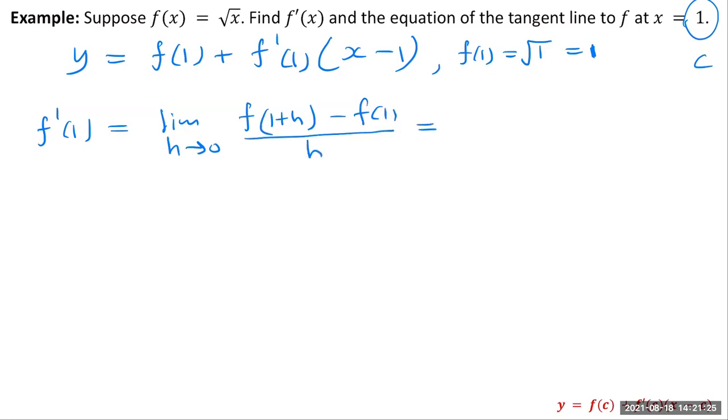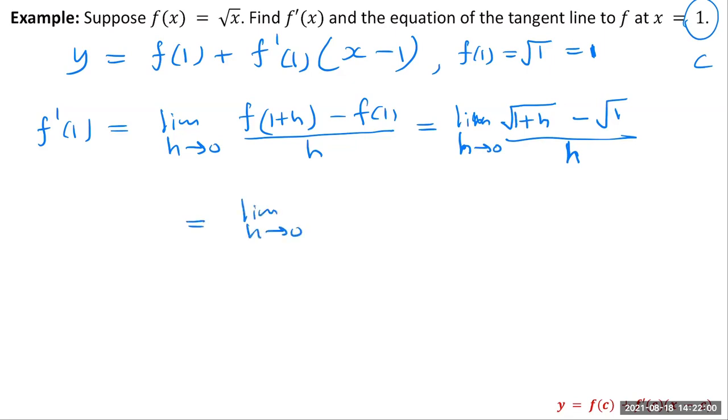Let's compute this. f of 1 plus h is going to be square root of 1 plus h minus square root of 1, which is 1 itself, of course, divided by h. I'm forgetting my limit here. Let me put the limit as h approaches 0. If you simplify this a little bit more, limit as h approaches 0 of 1 over h times square root of 1 plus h minus 1.